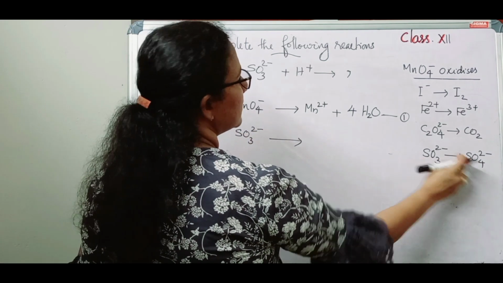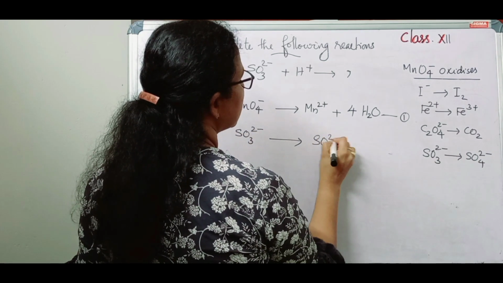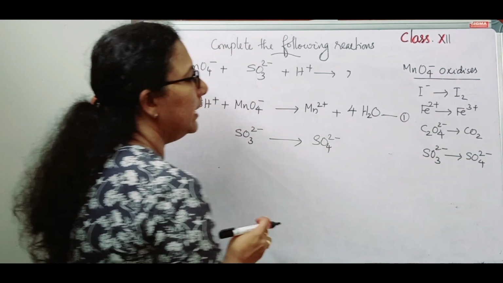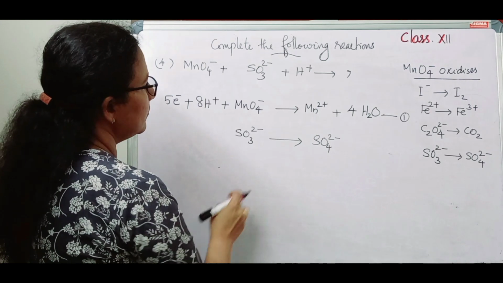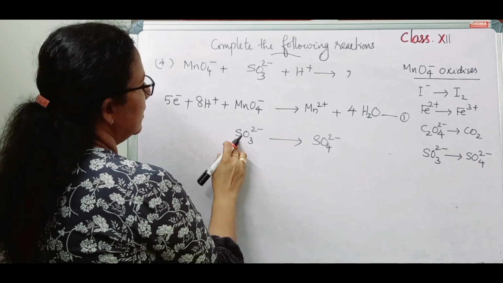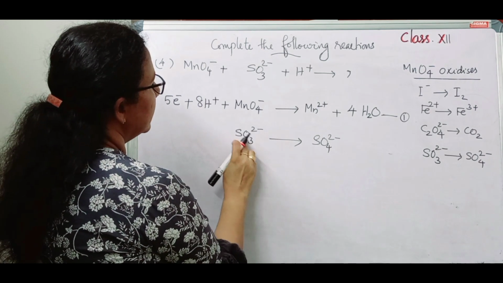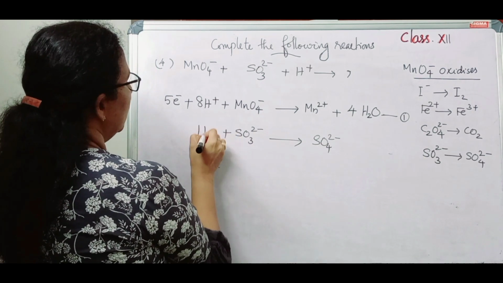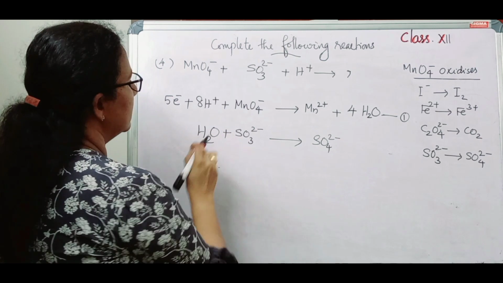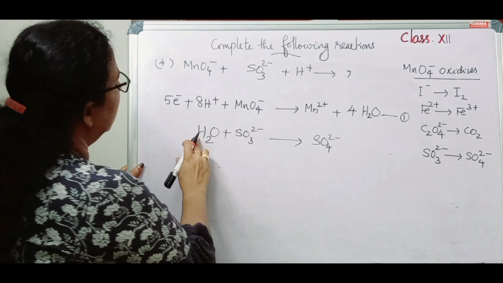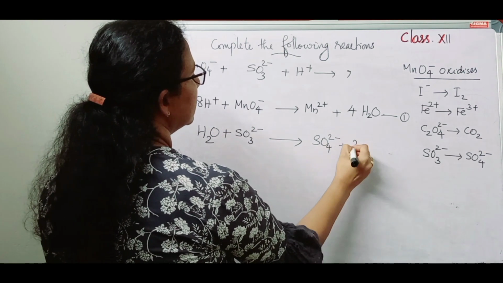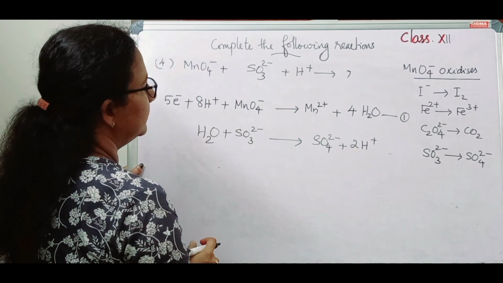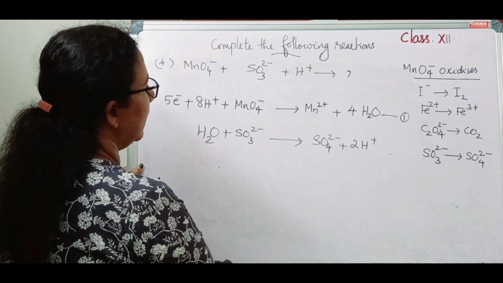Now comes the second part, that is SO3 2-. SO3 2- changes to SO4 2-. So MnO4- oxidizes SO3 2- to SO4 2-, that we should know. Then balance this equation. So the sulfur atoms are balanced. Then oxygen atoms, 3 oxygen, 4 oxygen. Here we are adding H2O for balancing oxygen. Then comes hydrogen. Here 2 hydrogen atoms, so we will add 2H+ here. So it is balanced.